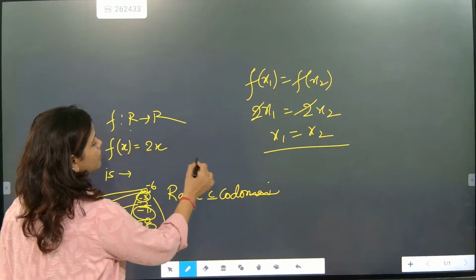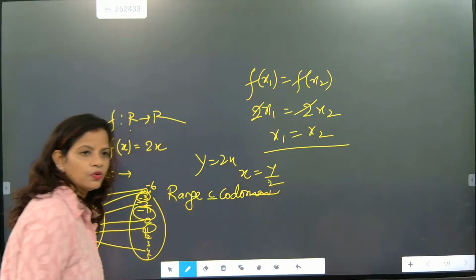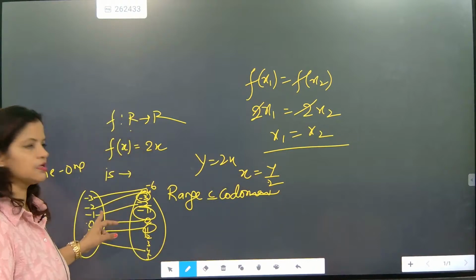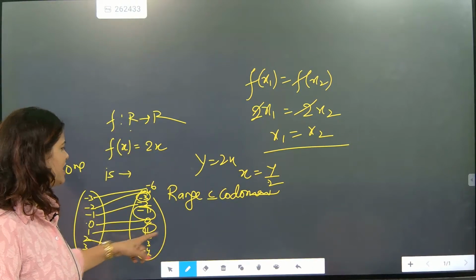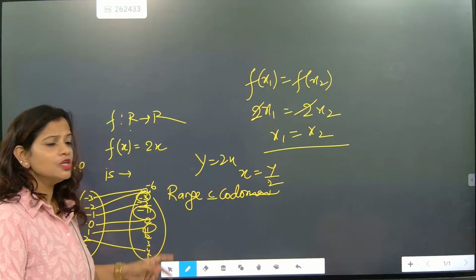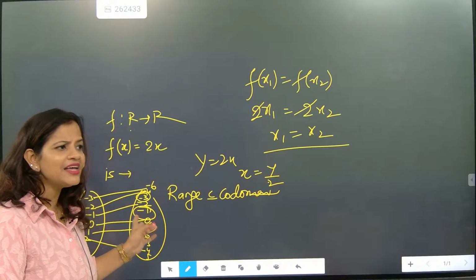Now you have to write y is equal to 2x. So x will be equal to y by 2. Are you understanding? So all half of elements will be exactly going for x. Correct? So if y is 4, then only x will become 2. Are you understanding? So if y will be 5, x will come as a fraction.